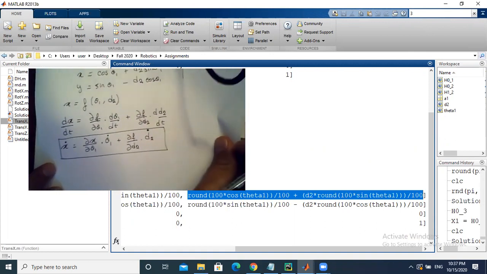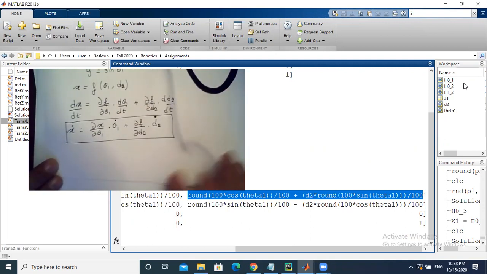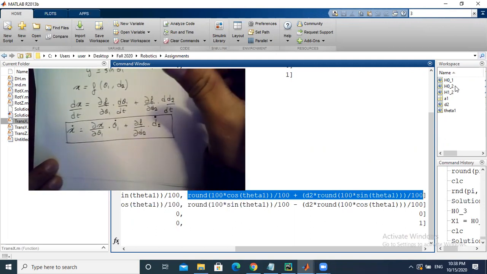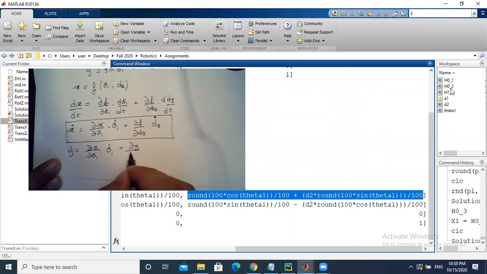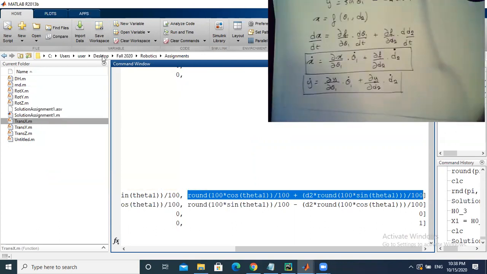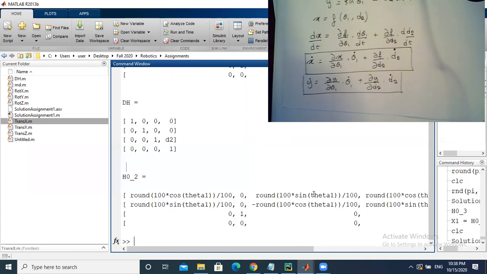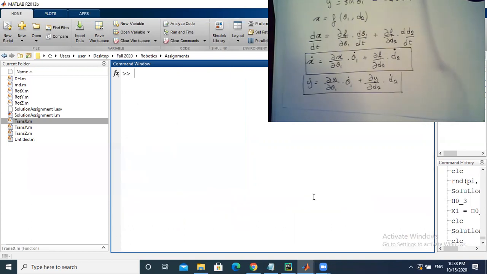Now we're trying to find, how about the y prime velocity? The y prime velocity is in a similar manner. So I'm going to do dy d theta 1 times theta 1 prime plus dy dd2 times d2 prime. Okay, I can do this here very easily, or I can do it in MATLAB. I like to do it in MATLAB because I find it to be easier. Let me just do it here in the command window.